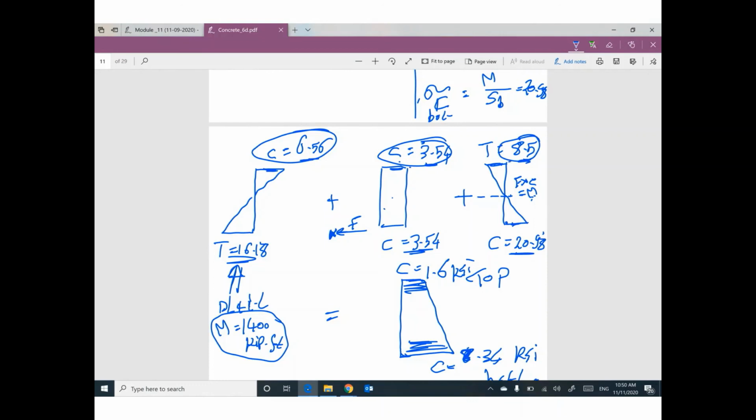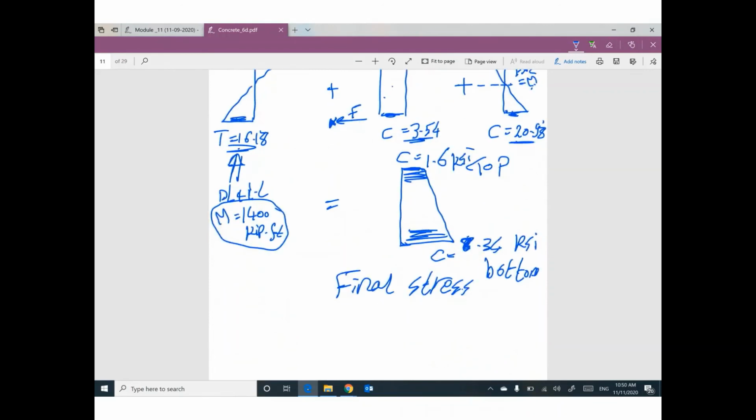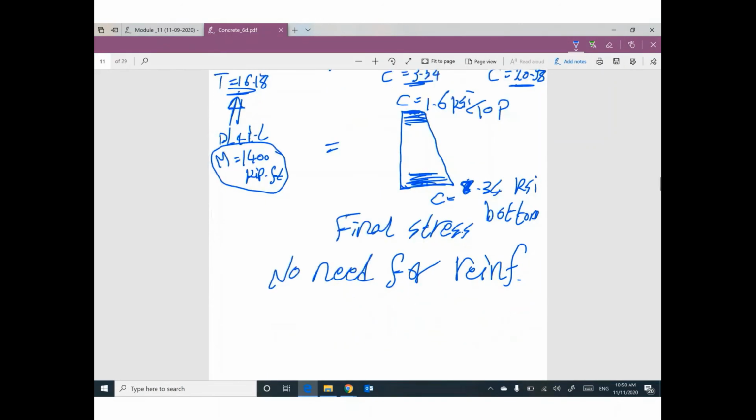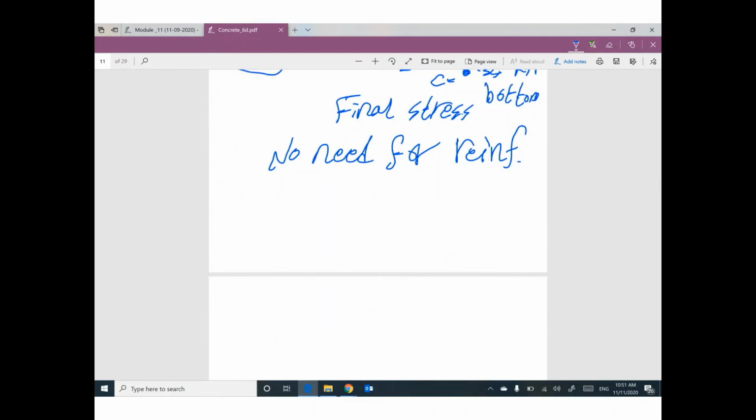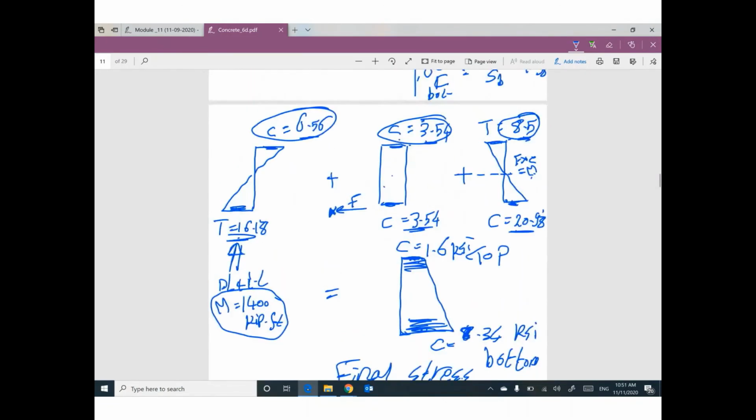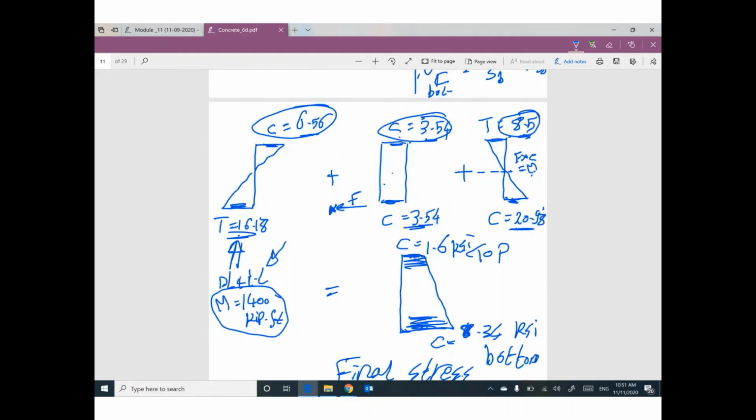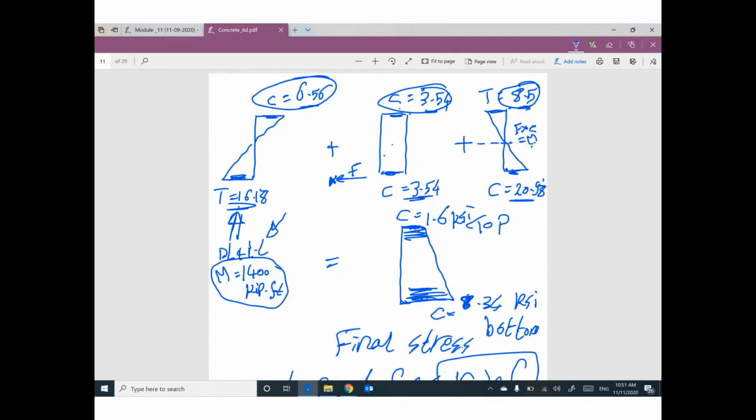In this case, we have tension, we have compression, we have compression. So the final stresses, all of them are compression. That means no need for reinforcement. Guys, do you remember what was the main purpose for pre-stressing? We don't need to use reinforcement. Why? Because we don't have tension in concrete. However, you have dead load and the live load, but the final stress is still compression at the top, compression at the bottom, so we don't need any reinforcement. And that makes sense.